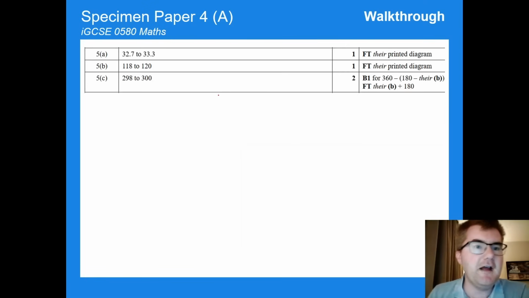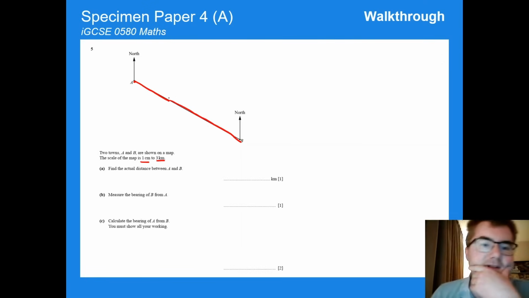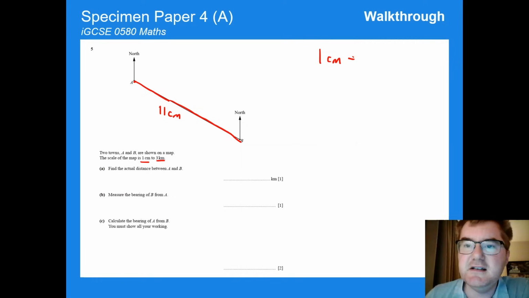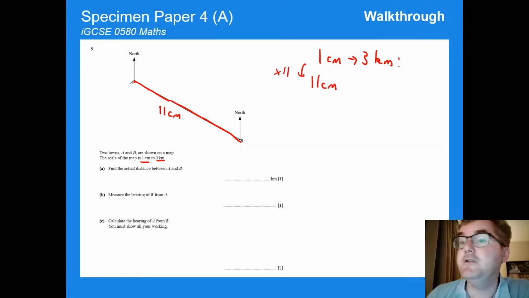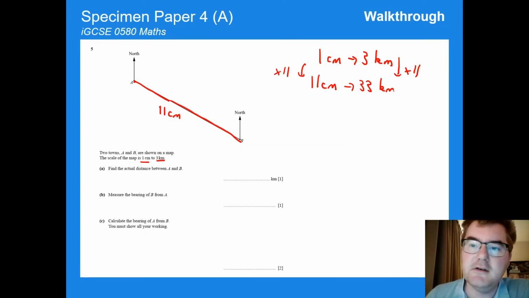So again, I don't have a ruler to hand here, but say this was equal to, say, 11 centimeters. Then you could use the scale here. So 1 centimeter is 3 kilometers. So 11 centimeters. So we're going to times both sides by 11. And that then gives us the answer of 33 kilometers.